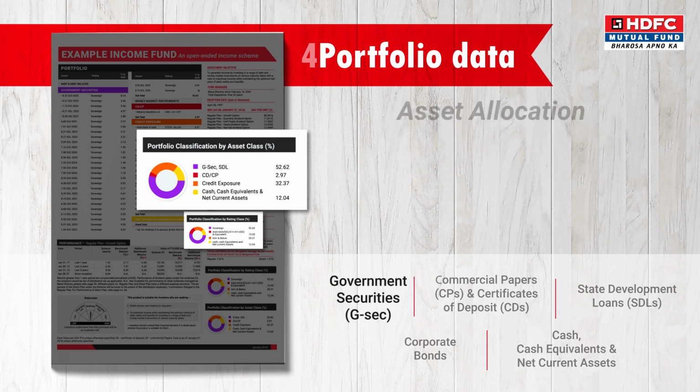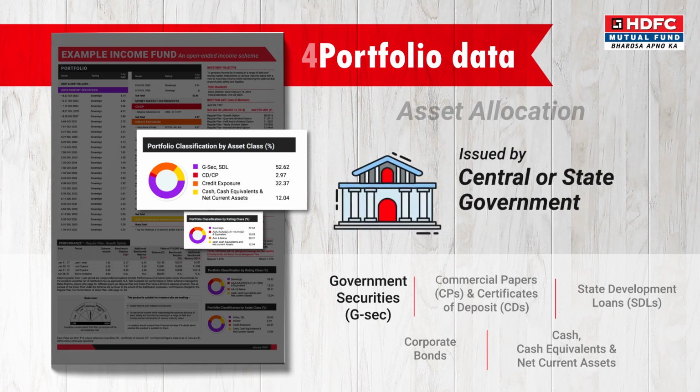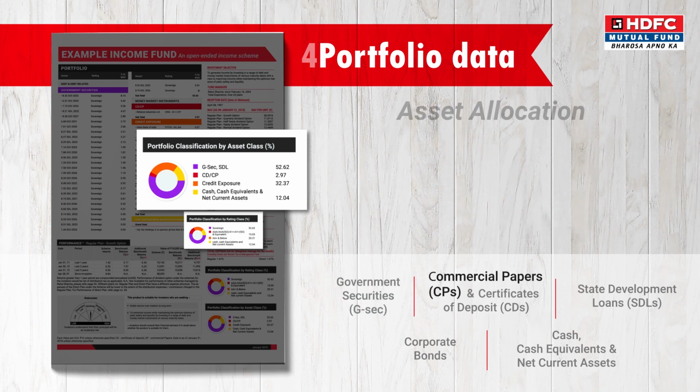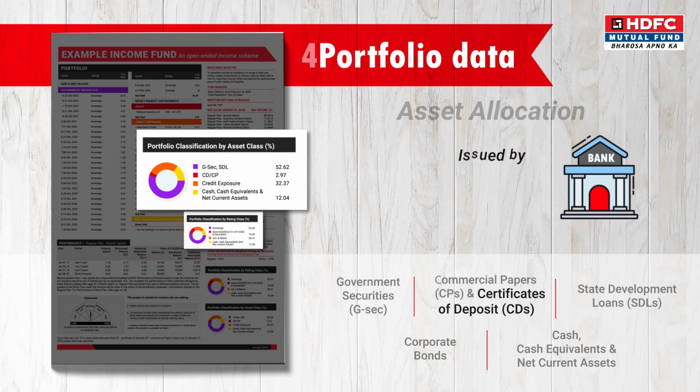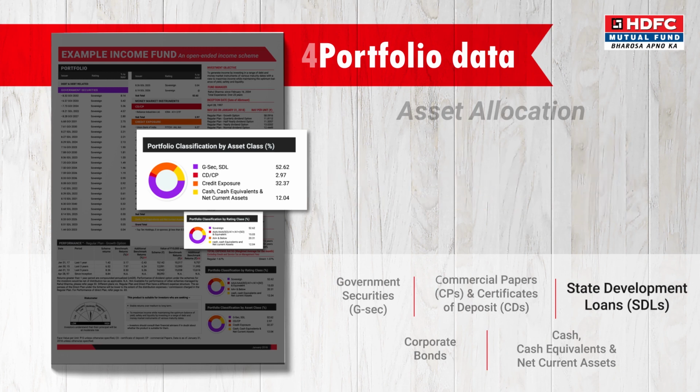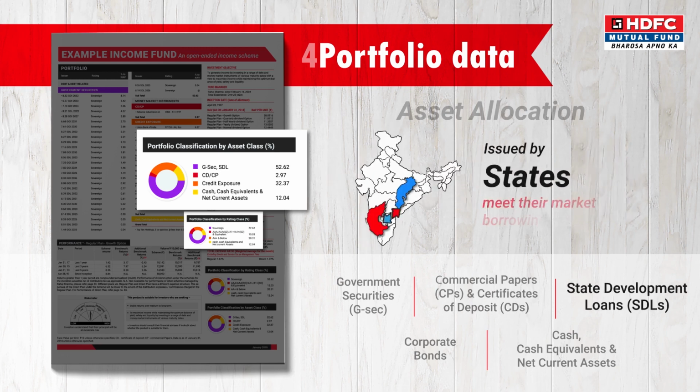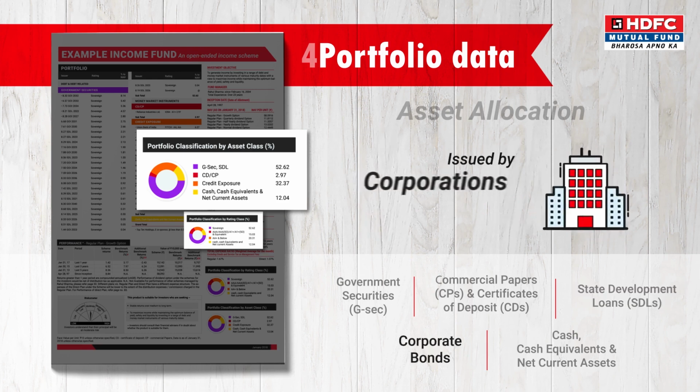Government securities are issued by central government or state government and carry negligible default risk. Commercial papers are issued by large corporations to raise money for their short-term liquidity needs and are considered very safe. Certificates of deposit are issued by financial institutions, provide easy liquidity, and carry very low default risk. State development loans are issued by states for meeting their market borrowing requirements. Corporate bonds are issued by corporations to raise money from investors.